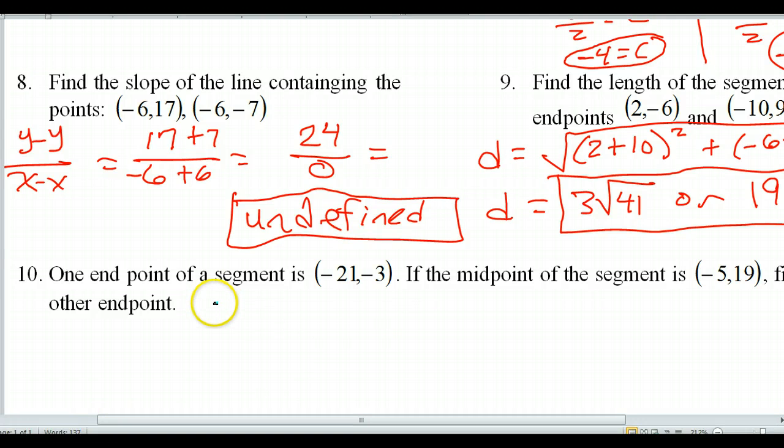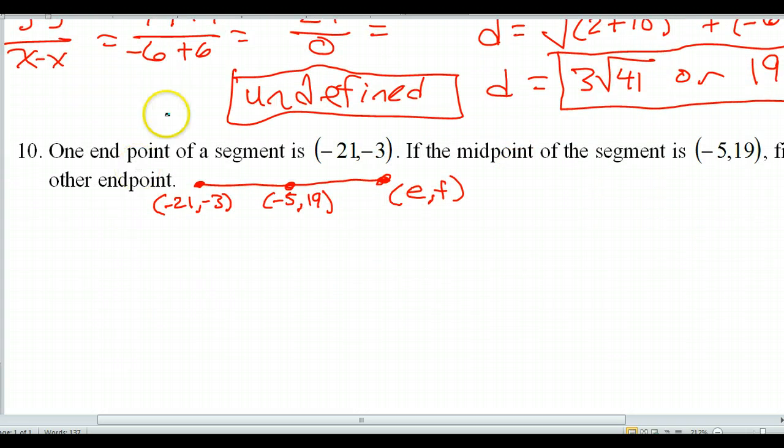Alright, last problem. So, one more time, we've got this situation where we're talking about an endpoint and another endpoint and a midpoint. We are given one endpoint is negative 21 comma negative 3. And we're given that the midpoint is negative 5 comma 19. We're supposed to find the other endpoint, which I always call E comma F.